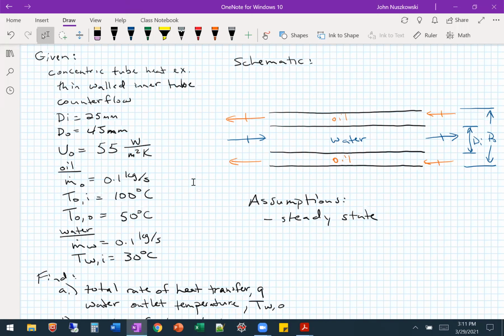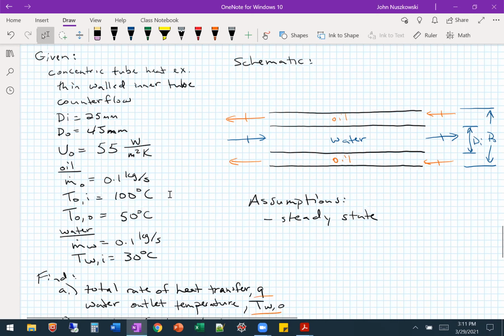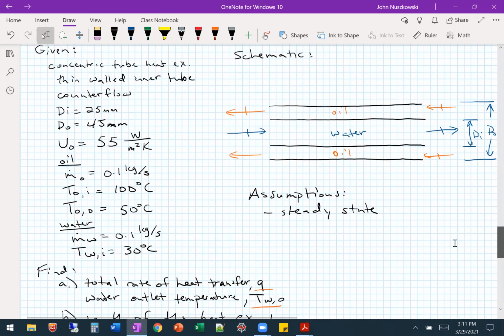And for part A, we're looking for two things, right? Total rate of heat transfer and the water outlet temperature. Starting with the total rate of heat transfer, where do we start to solve that? The COE. Oh, good. COE on what? So we can do a COE on the water, we can do a COE on the oil, we can do a COE on the oil and the water.